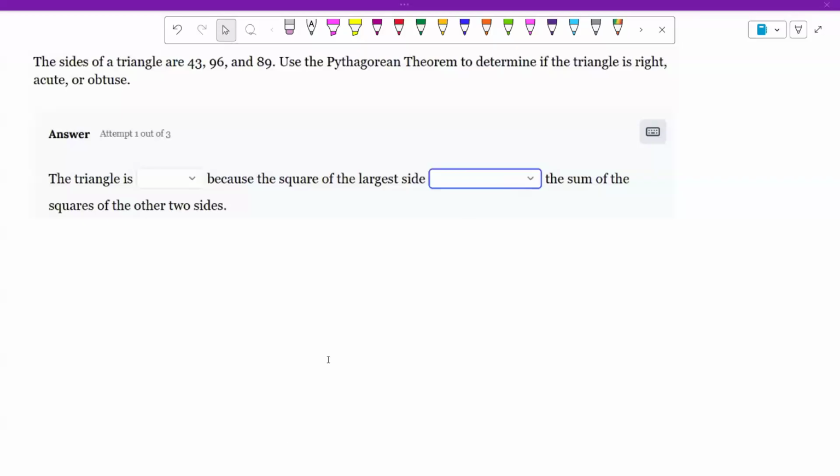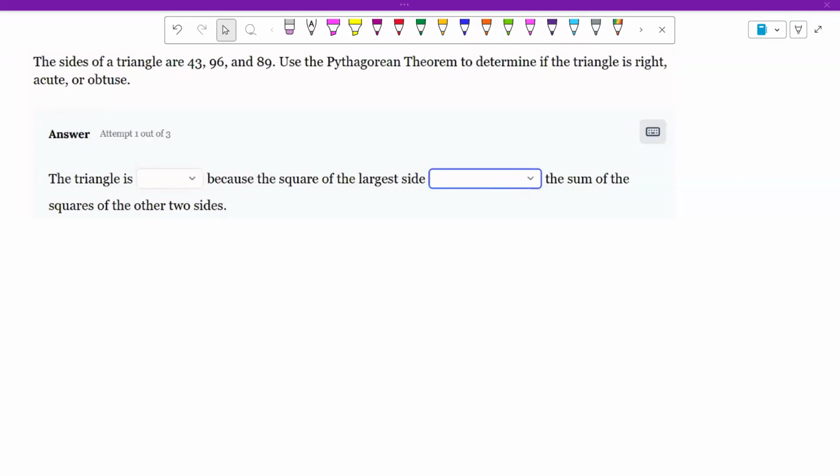So they are asking: the sides of a triangle are 43, 96, and 89. Use the Pythagorean theorem to determine if the triangle is right, obtuse, or acute. Now, how do we know if the triangle is right, obtuse, or acute?